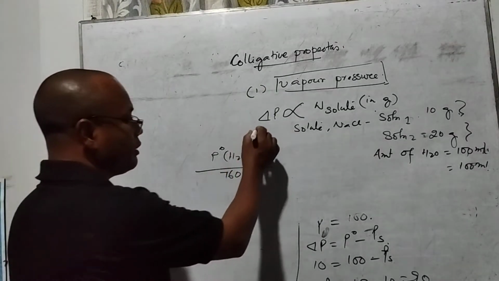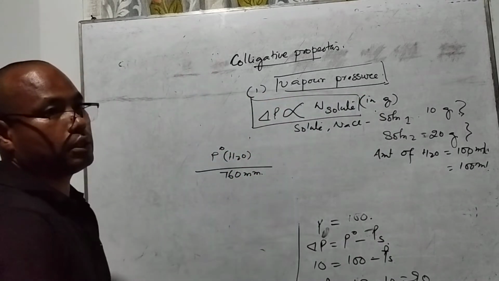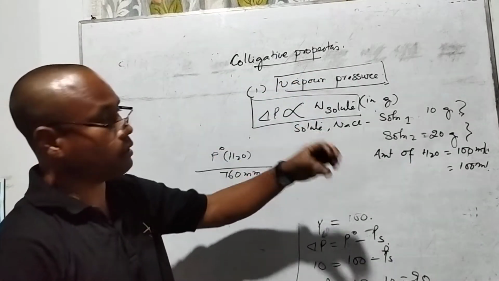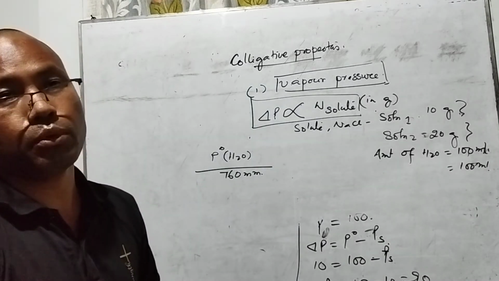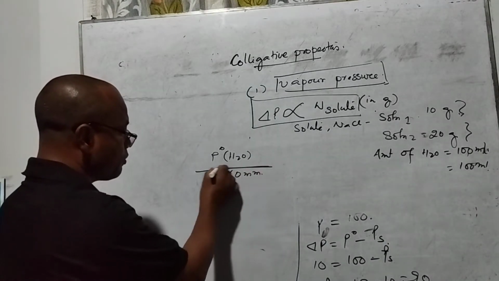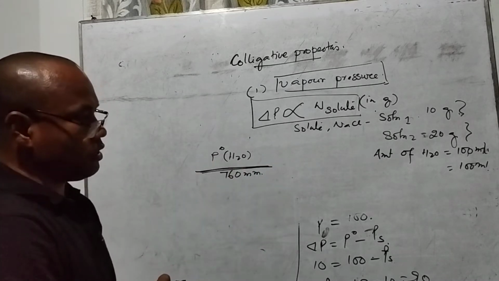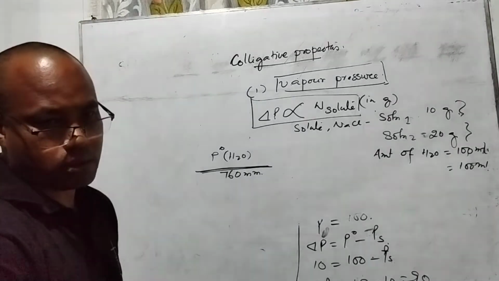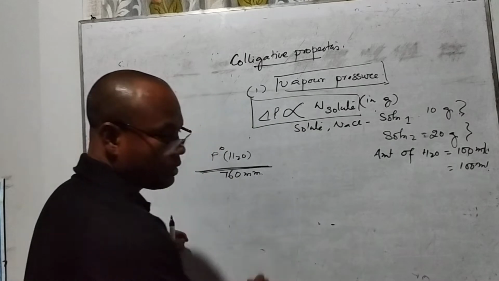So as I write here, the lowering of vapor pressure is directly proportional to the amount of the solute we added. More solute we added, more lowering. So now here, which solution will be more lowering? See, this is the vapor pressure of the solution. Pure solvent, 760. Obviously, the vapor pressure of the solution should be less than 760. So, which should be the more lowering, which should be less lowering?